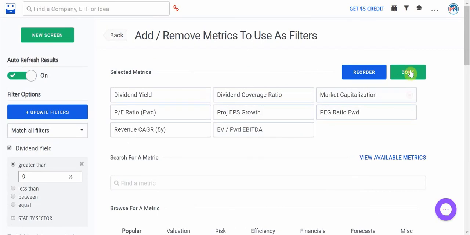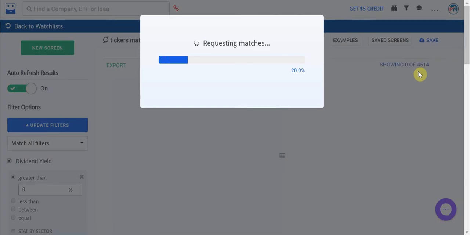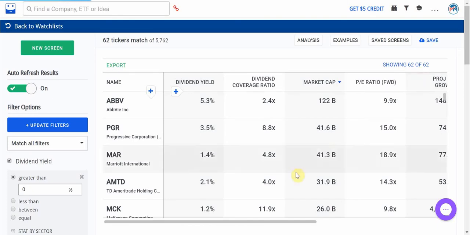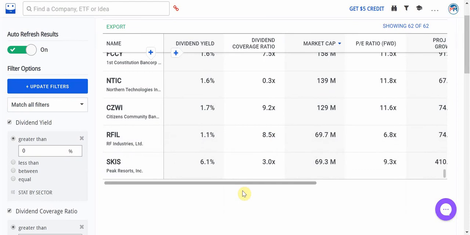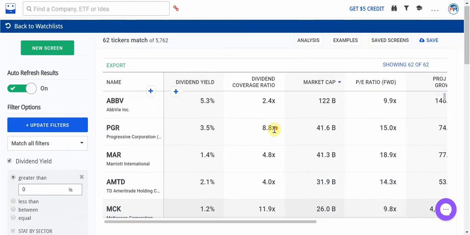So here we have my full criteria. Let's hit done and see what comes out of the results. Okay, so we have 62 stocks. Obviously not all of these are gonna make it into our pie.